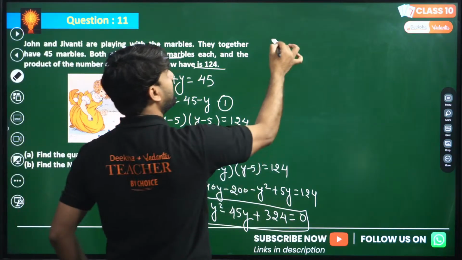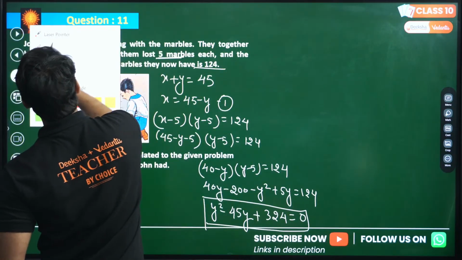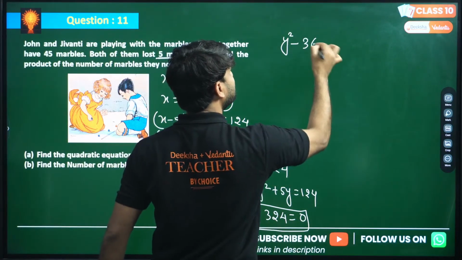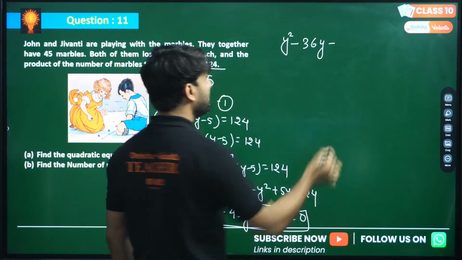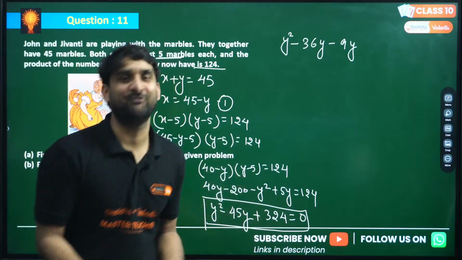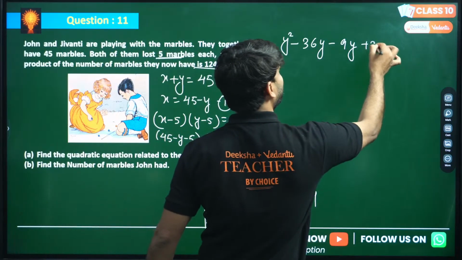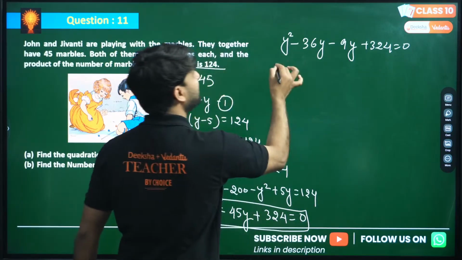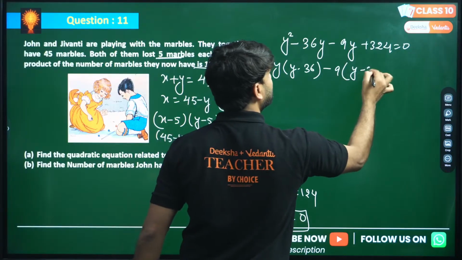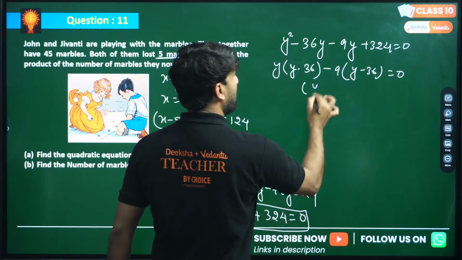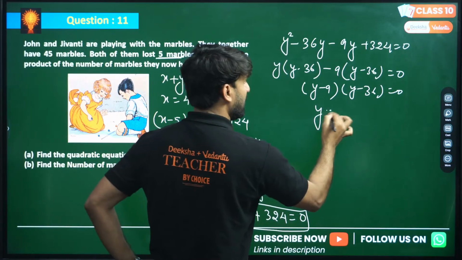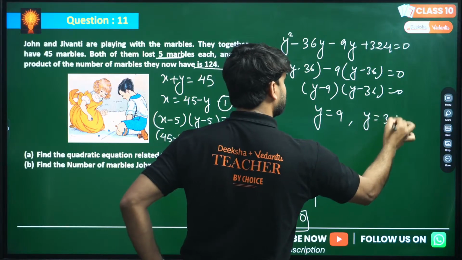So for y square minus 45y, it can be split as 36y minus 9y. Is it clear? 36 plus 9, minus 36 minus 9 will be 45. Okay, plus 324 equals to 0. Can we take y as common? So y minus 36 will be there, and minus 9 common, y minus 36 is there. So y minus 9, two brackets are there, y minus 36 equals to 0. So y is 9 and y is 36.